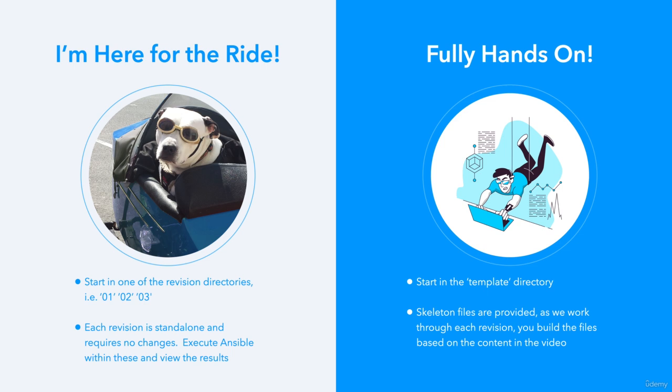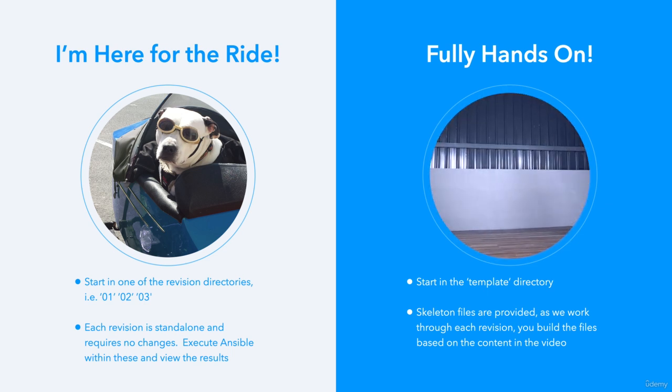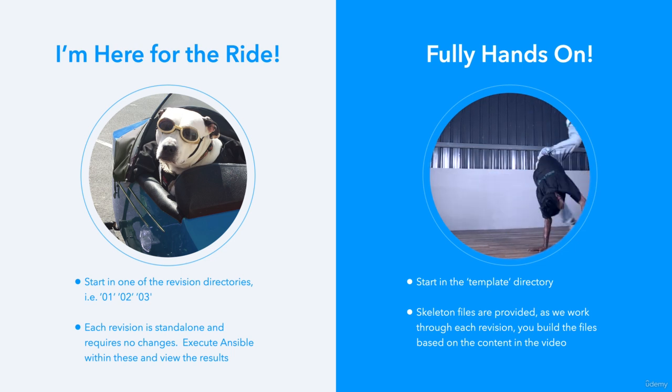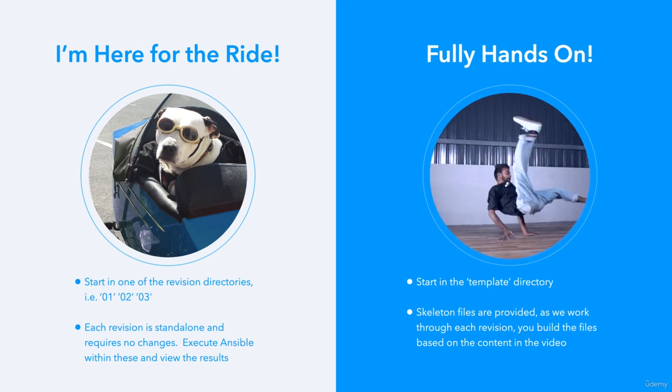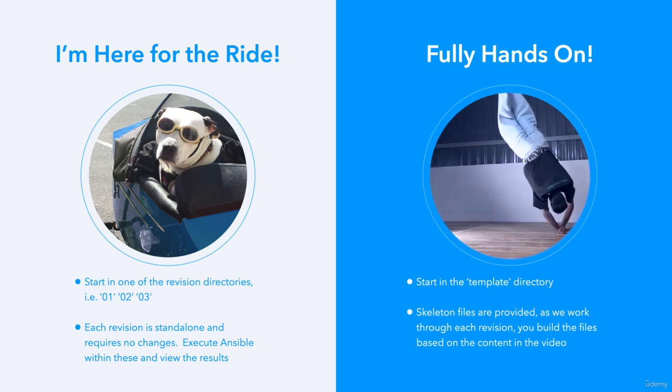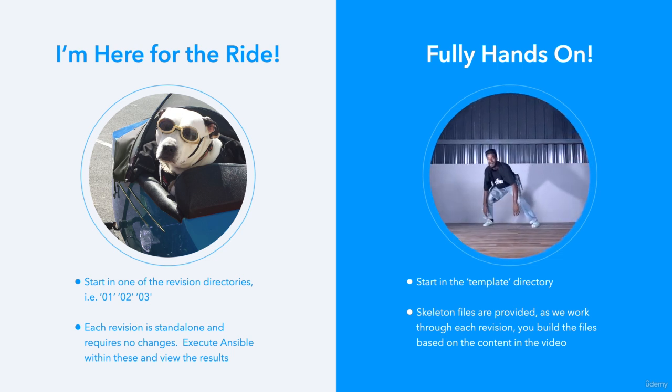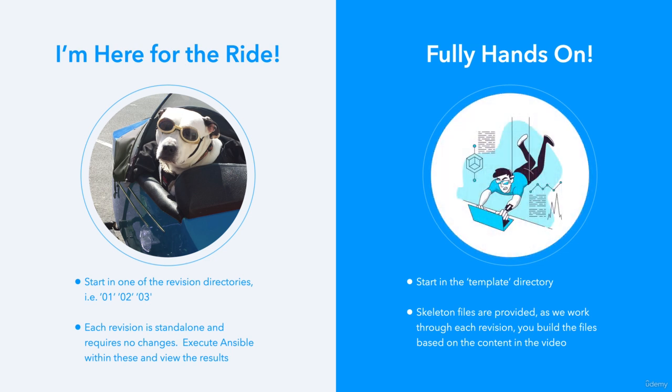If, however, you're looking for a more hands-on approach, and find that you learn in a better way through creating the examples yourself, this is where the fully hands-on approach comes into play. There's a template directory which will have a base set of skeleton files, and that will be the bare minimum to get started. You'd start in this directory and you'll update each file as we go through each revision. This approach takes longer and is more prone to error, but has the benefit of being hands-on. If you do get stuck, you can also refer to one of the revisions and see what is different.